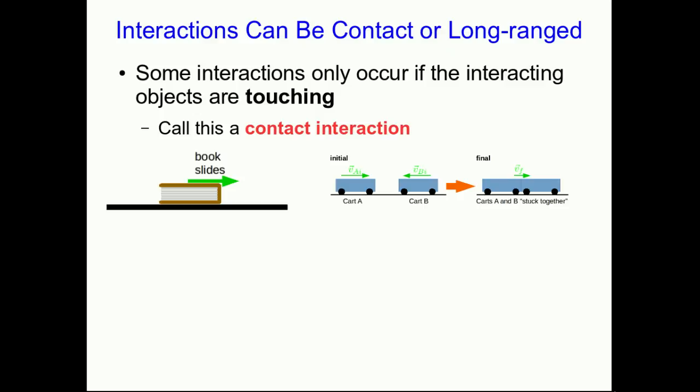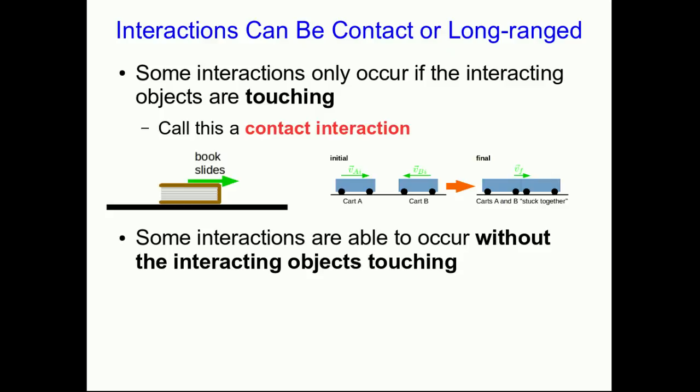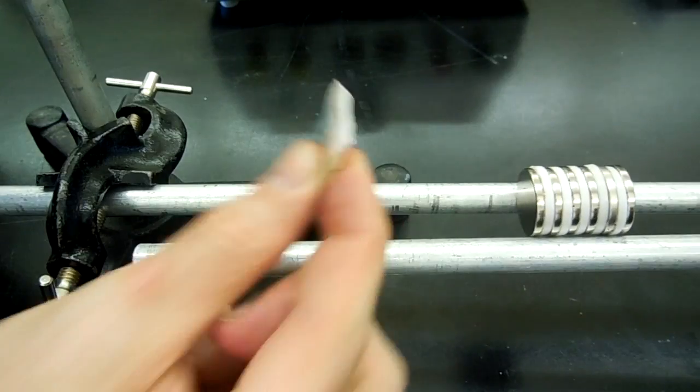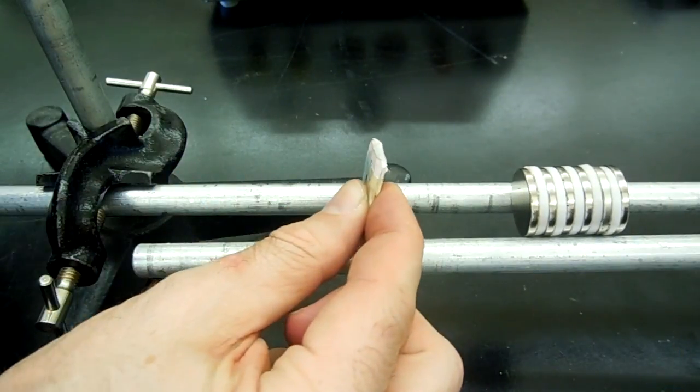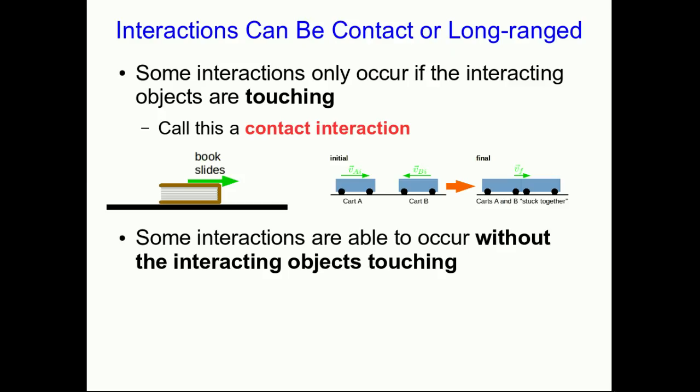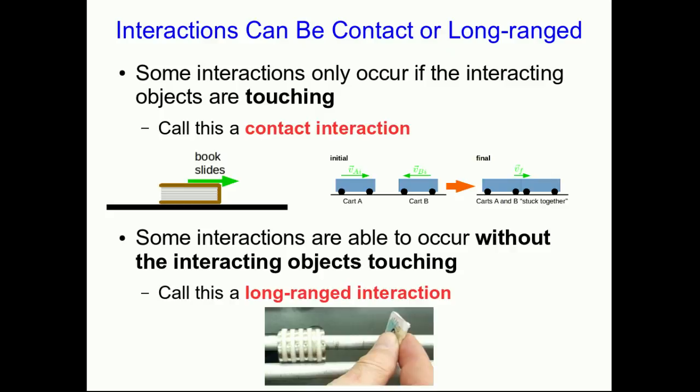Interactions like this are called contact interactions because they require contact to occur. On the other hand, there are some interactions which are able to occur even if the objects are not touching. For example, I can push these magnets back and forth with another magnet, and by now we're very familiar with carts colliding using magnetic interactions where no contact occurs between the carts. We call interactions like this long-ranged interactions.